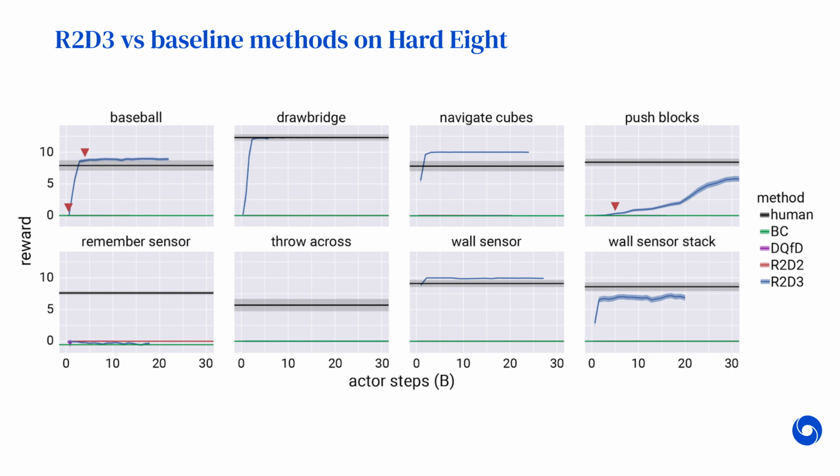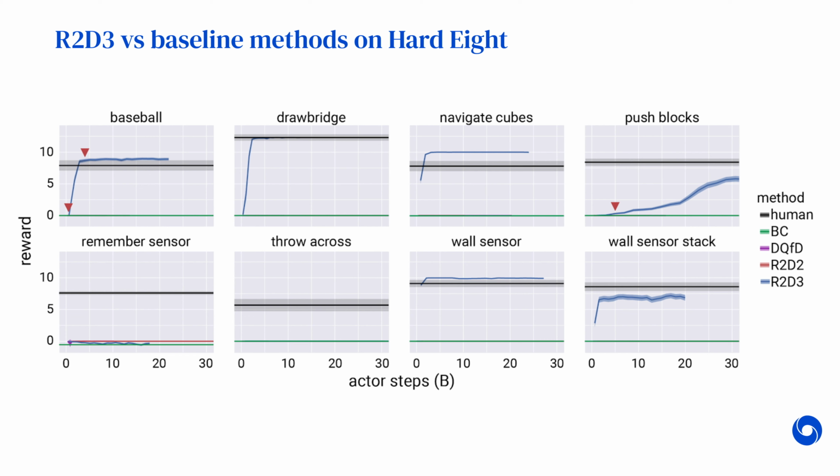We compare the performance of R2D3 with several strong baselines on the Hard 8 task suite, including behavior cloning, deep Q learning from demonstrations, R2D2, and the performance of the human demonstrator. Note that several curves overlap exactly at zero reward for the full range of the plots. In contrast, R2D3 can perform human level or better on baseball, drawbridge, navigate cubes, and wall sensor. R2D2 could not get positive reward on any of the tasks.